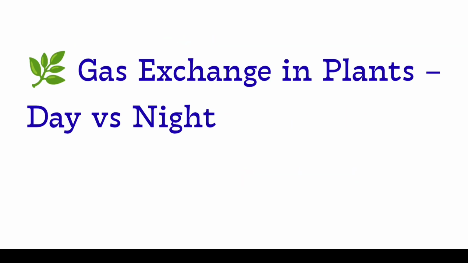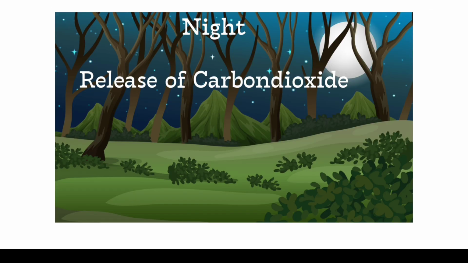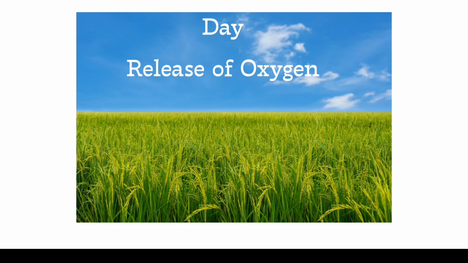At night, when photosynthesis stops, the main gas exchange in plants is the elimination of carbon dioxide produced during respiration. During the day, however, the carbon dioxide generated by respiration is quickly used up in photosynthesis, and as a result, there is no release of carbon dioxide. Instead, oxygen becomes the major event at this time.